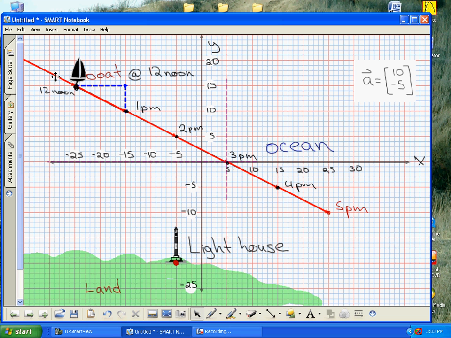In other words, what is that unknown point over here at 11 a.m.? So that's what we will be coming up next. But before we can do that, we need to come up with the equation.